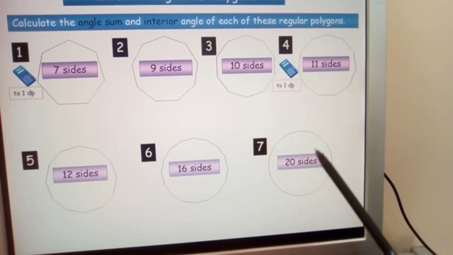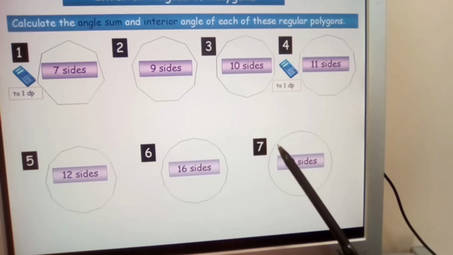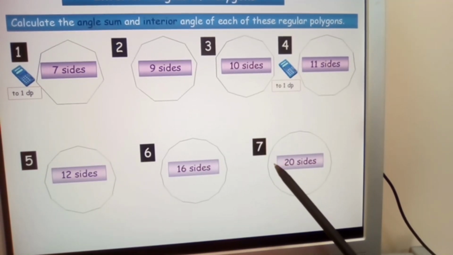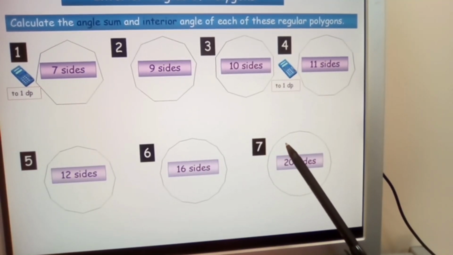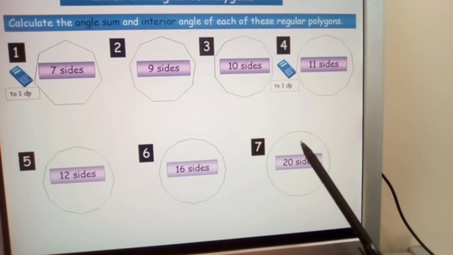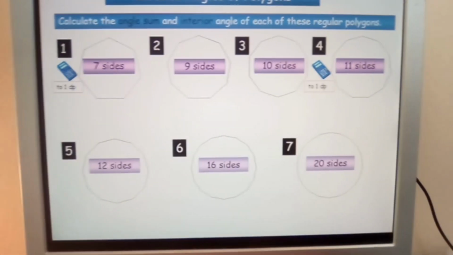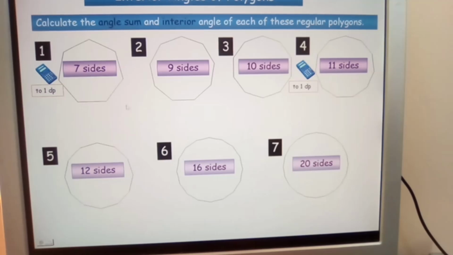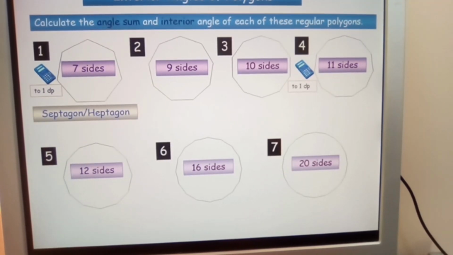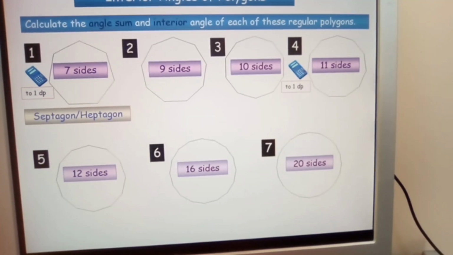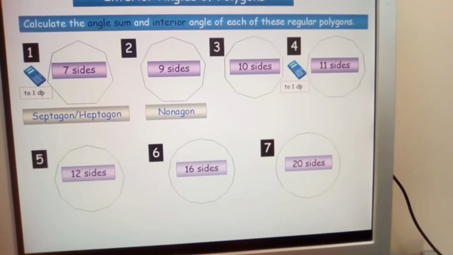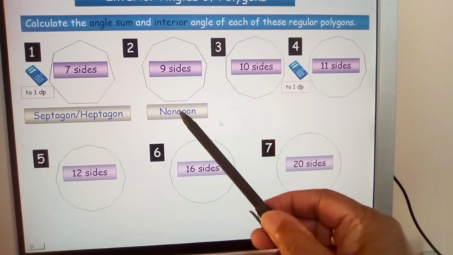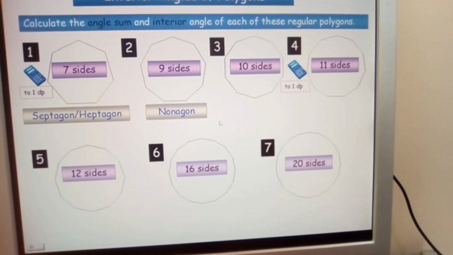But you can see here it begins to become a little bit more difficult to distinguish your marking in regards to the angle shapes. Septagon or heptagon. Nonagon, nonagon. Okay, I like that.